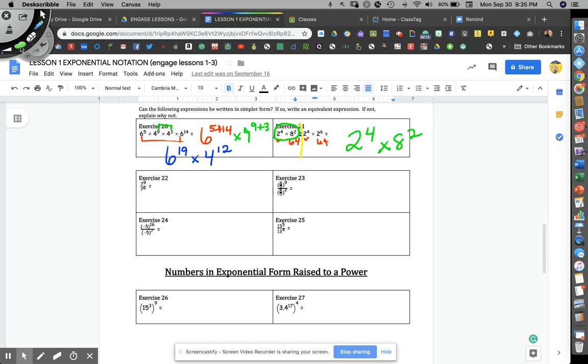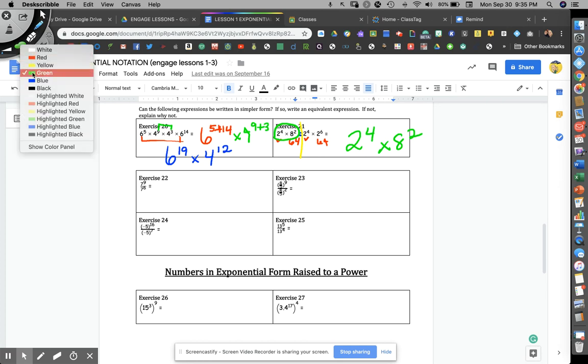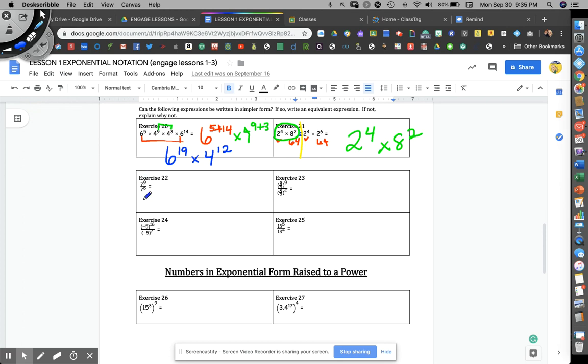All right, now we'll go to 22 through 25. So when we have them written as fractions, we actually keep the base. Whatever the base is, you keep the base right now. If it's positive, if it's negative, if it's a fraction, it does not matter. Just keep it. All you're working with are the exponents. So we subtract the exponents. This is going to be 9 take away 6, which will give you 7 to the 3rd power. Go ahead and pause this video and stop at 25.